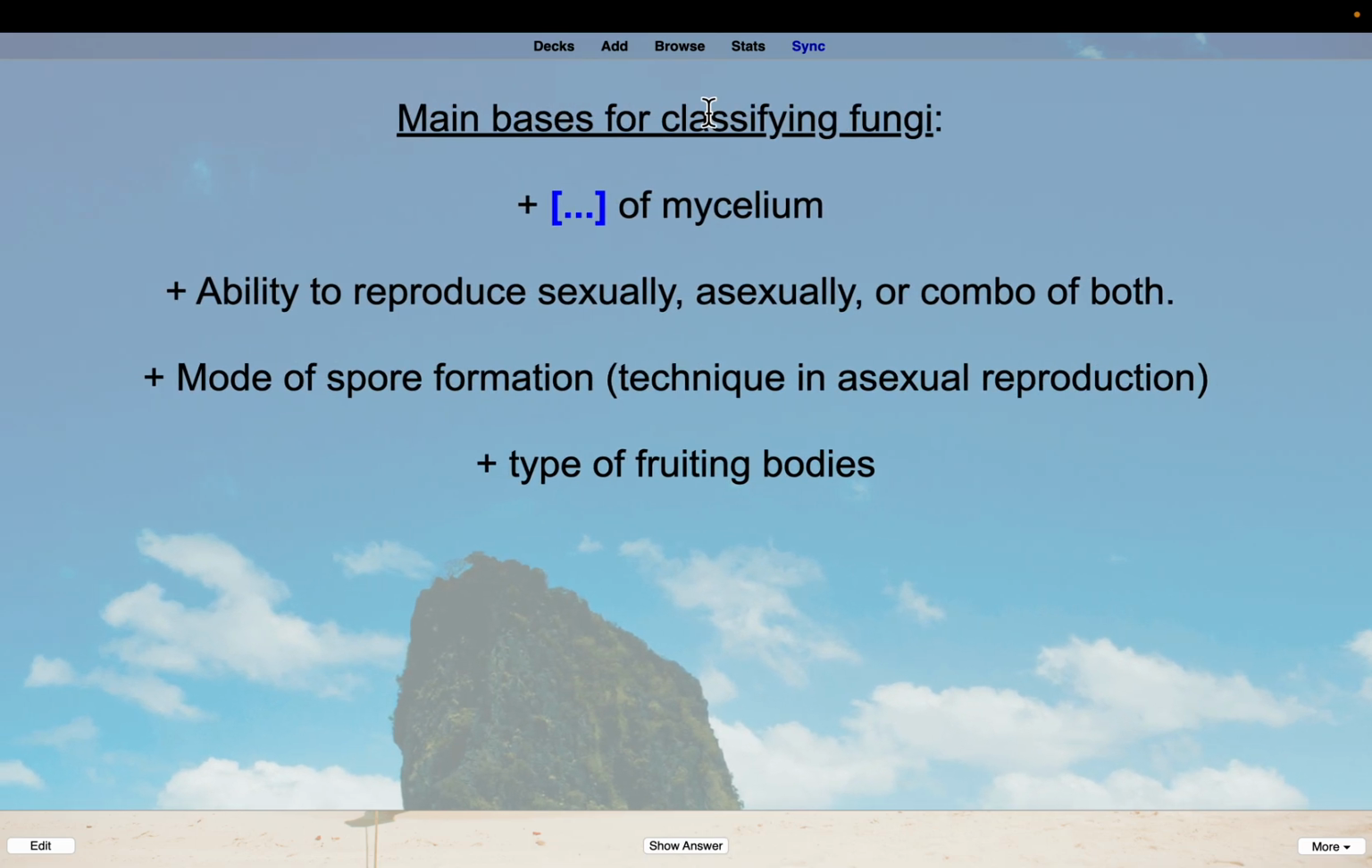Main basis for classifying fungi: morphology of the mycelium, its ability to reproduce sexually, asexually, or a combination of both, and their mode of spore formation, as well as the type of their fruiting bodies.